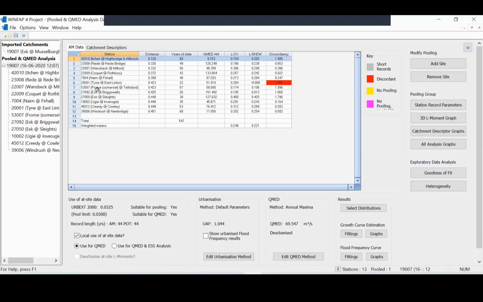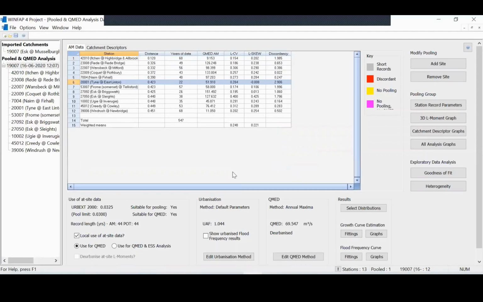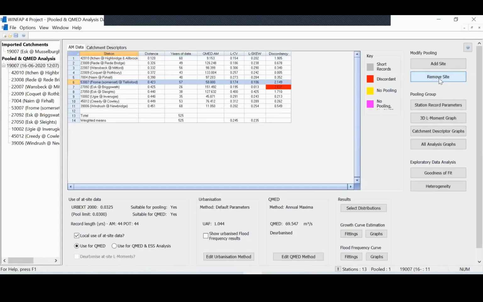So looking at this pooling group, are there any stations we are going to look to reject? The Tyne at East Linton is the obvious one, and that's because it has an altitude value of minus 0.08, which is fractionally negative, but we would just remove that as a precautionary measure. So we remove that. Now we have got the S at Bridgeway, which is now flagging as discordant. We'll have a closer look at that now.